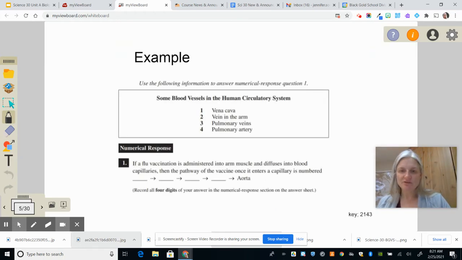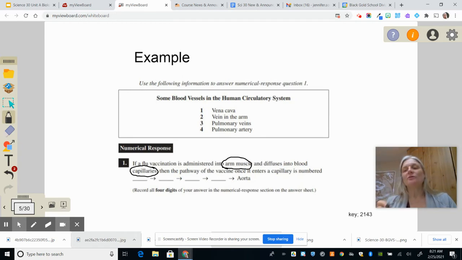So here's an example question from a previous diploma. Some blood vessels in the human circulatory system are listed here, and it says if a flu vaccination is administered into the arm muscle, so we're starting at the arm muscle, and diffuses into the blood capillaries, we're in the capillaries now, then the pathway of the vaccine once it enters a capillary is numbered.